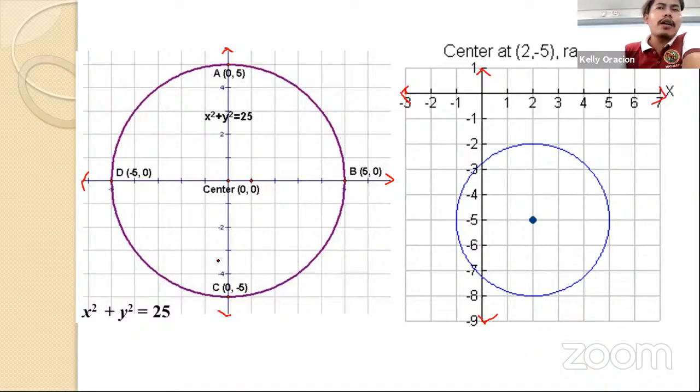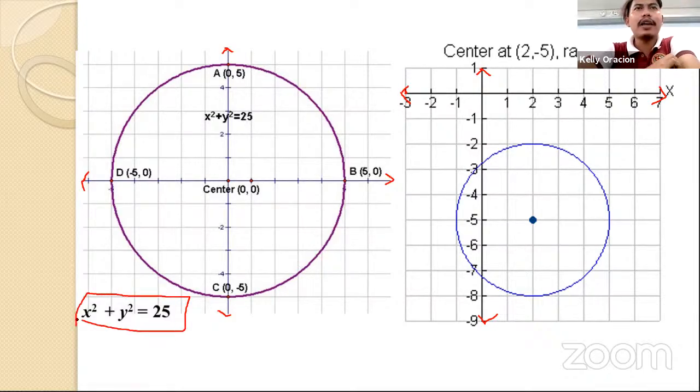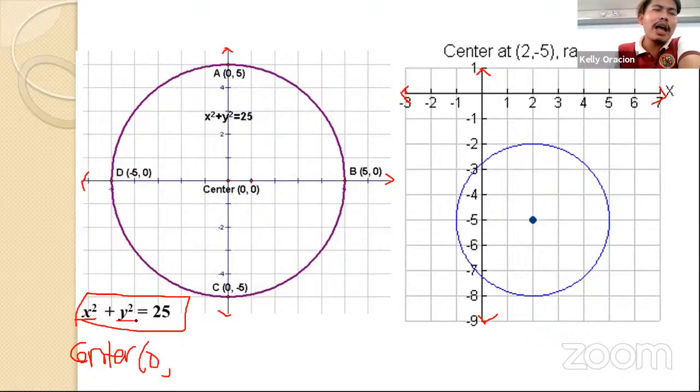So let's start here. This is the equation of the circle: x squared plus y squared is equal to 25. Ito yung graph niya. Now, may binanggit ako kanina na pag x squared, the x coordinate of the center is 0. And pag y squared lang, the y coordinate of the center is also 0. So the center is 0, 0, and it is located at the origin.